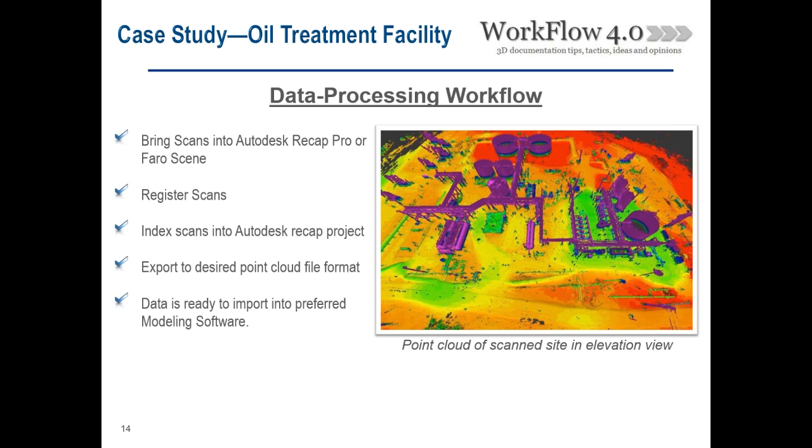We registered our scans, indexed them into the Autodesk Recap project format, and from Autodesk Recap you can export to multiple file types, and from there we can move it into the preferred modeling software. As you can see here, this picture is inside Autodesk Recap, and we have it in an elevation view. There's some cool tools inside of there, and this is one of them. You can set it up and see the ground contouring. You can see where water might gather. Just some cool tools.